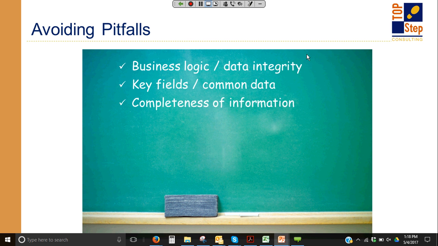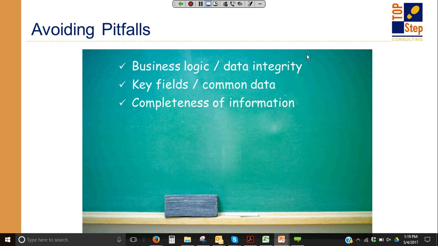And the completeness of information. This is where, if we pass information from one system to another, everything that the first system knows does not necessarily need to be replicated in the connecting system. Everything on an opportunity does not need to be reflected on a project, for example. But there are key things that are useful, like who's the sales rep, okay?